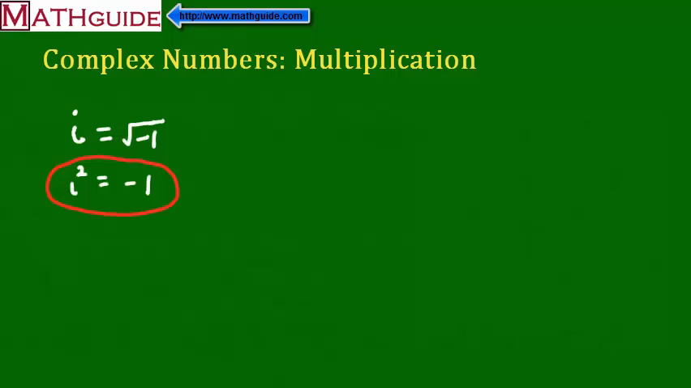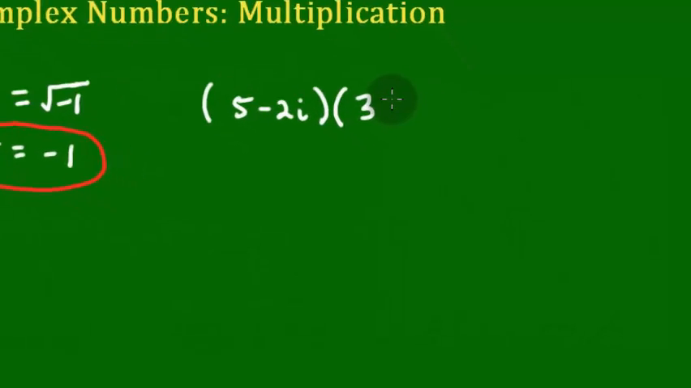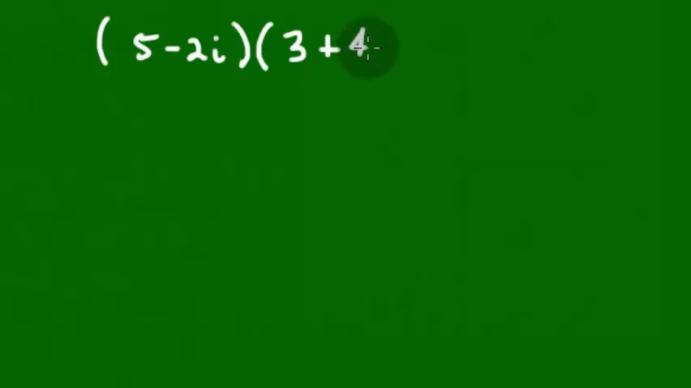Alright, in order for us to do problems, we're going to make use of it, but I guess what I should do is present a problem, and we'll see why it comes up in a moment. Let's say we take 5 minus 2i, and we are asked to multiply it by 3 plus 4i. Let's say we have to multiply these two.